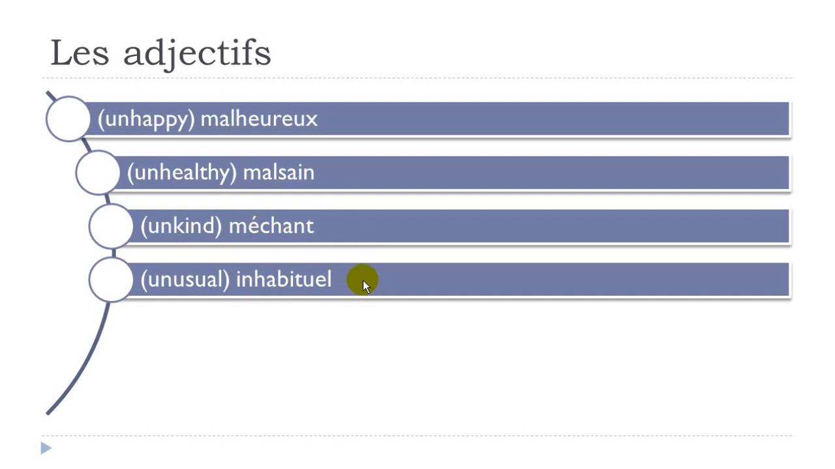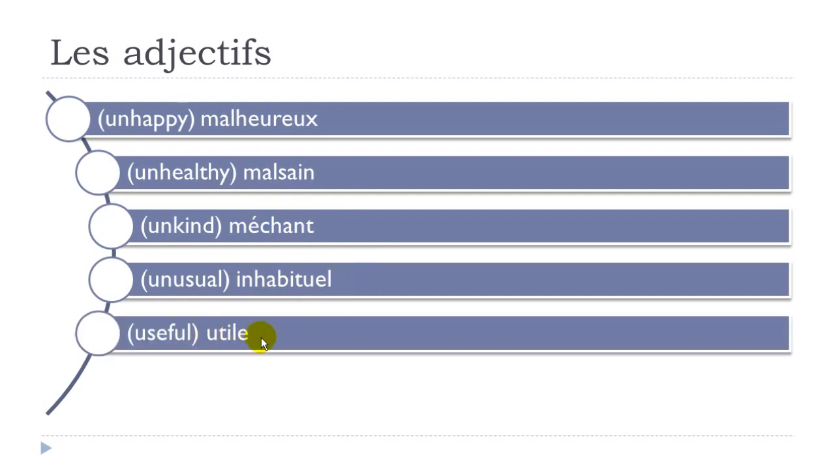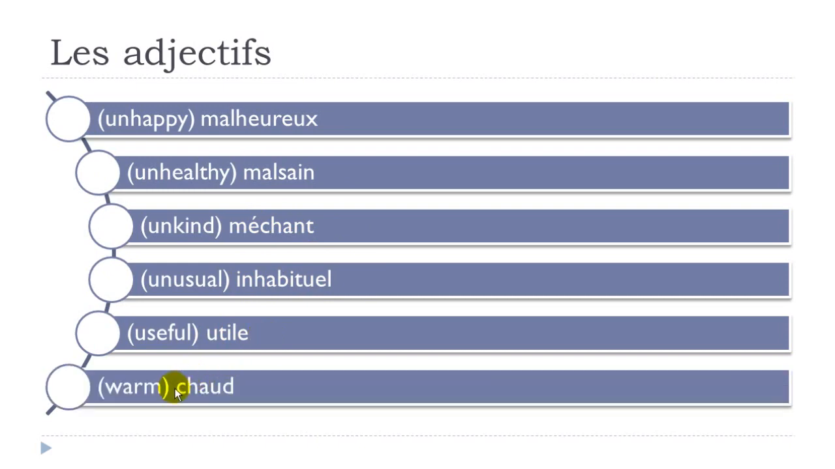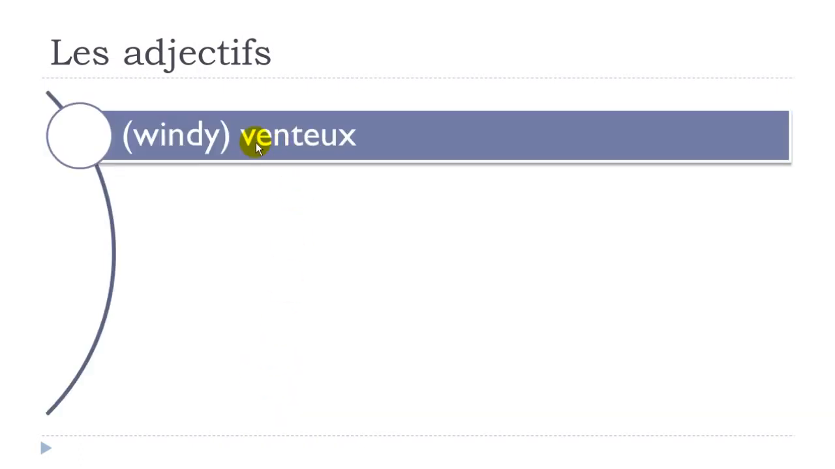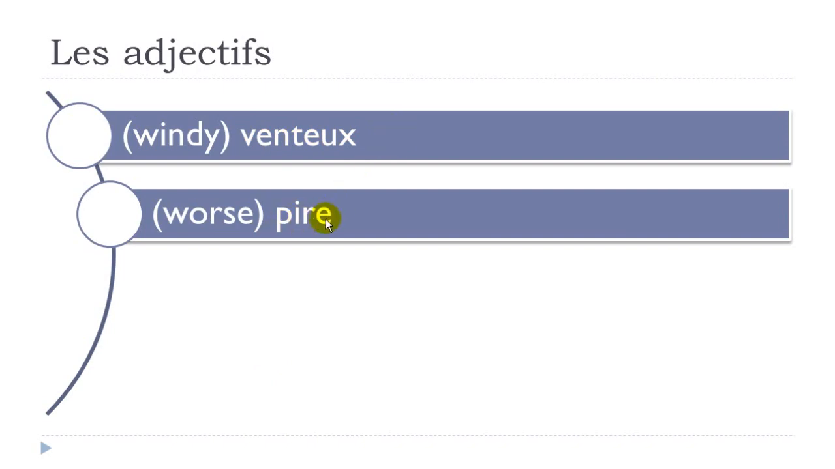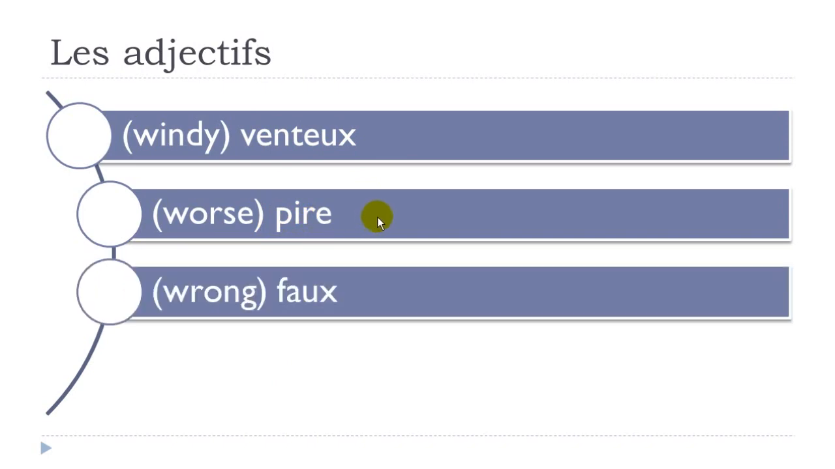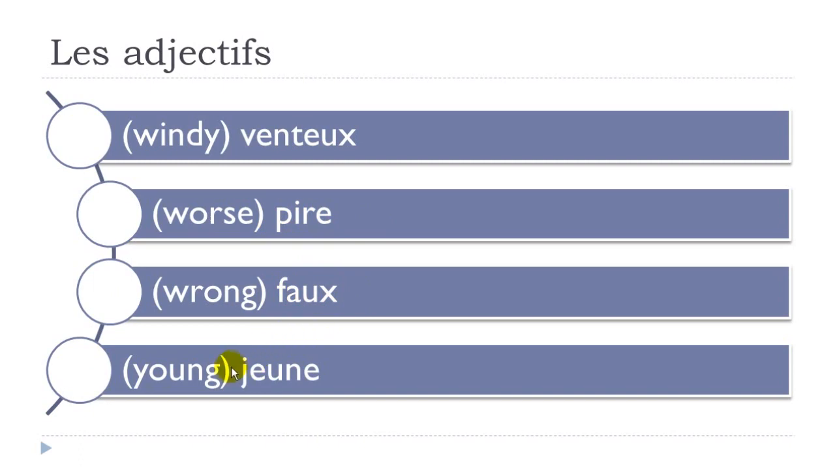Inhabituel. Utile. Chaud. Final D not pronounced. Venteux. Final X not pronounced. Then E-N, en, venteux. Pire. Final E not pronounced, so R at the end. Pire. Faux. Okay, final X not pronounced, then you get this AU together, O, faux. Jeune. Final E not pronounced, but then EU together, jeune.